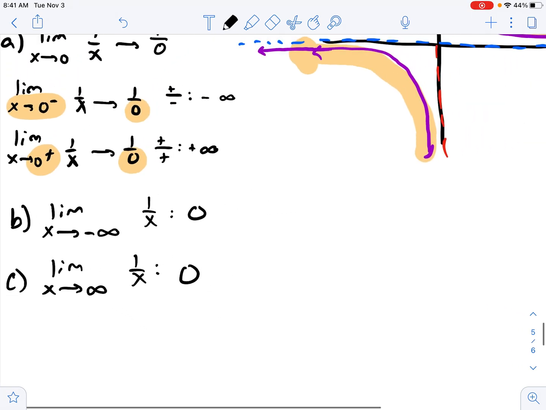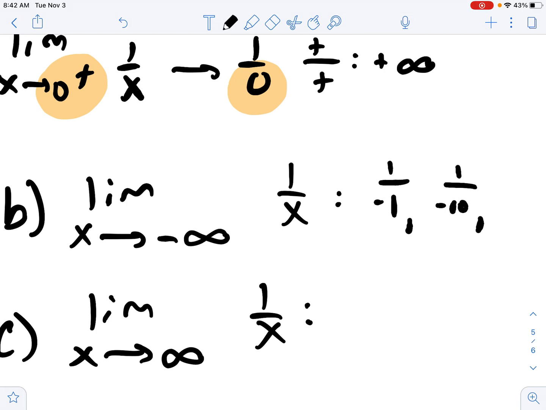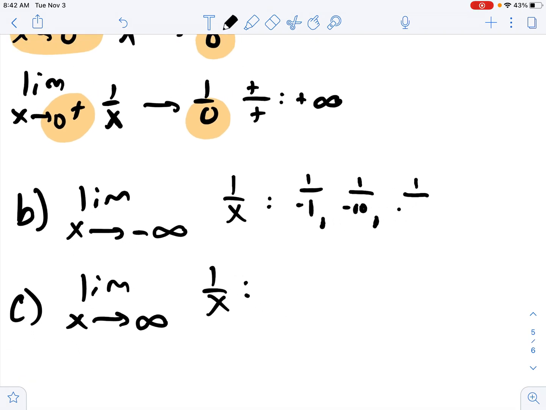We did this one geometrically, but what we're going to want to do is understand algebraically how to do this as well. So think about what's going on here. If I actually plug numbers in for x getting bigger and bigger in the negative direction, like let's say I plug -1 in first, getting bigger in the negative direction, so -10, -100.